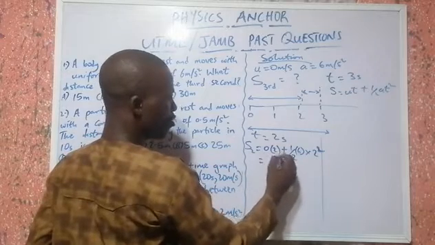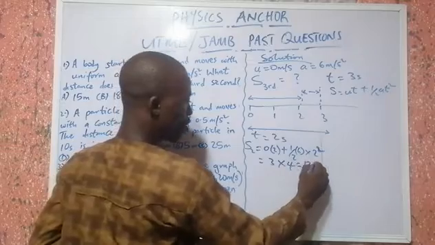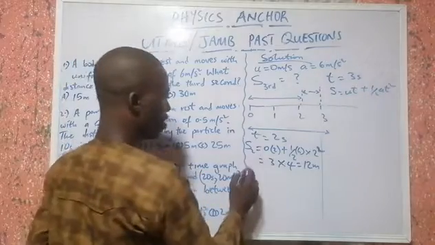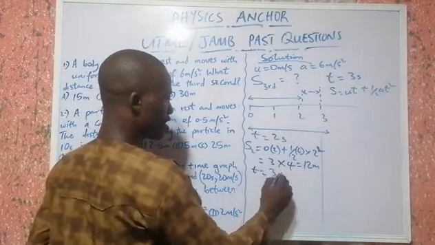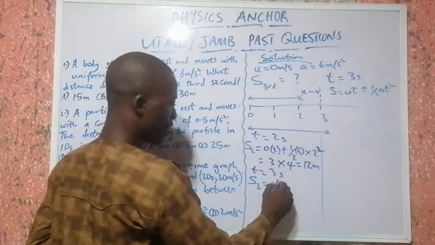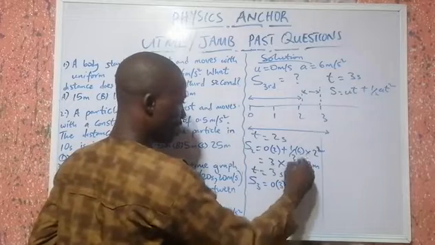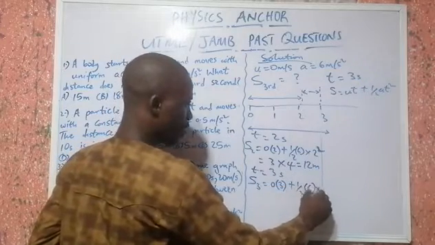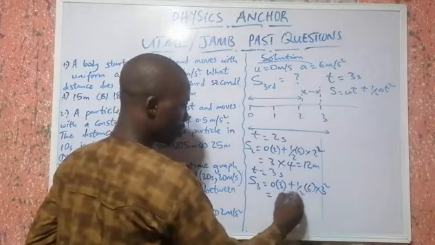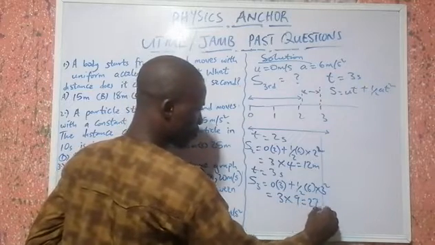So that will be 0. Half times 6 is 3, times 2 squared which is 4, and that will be 12 meters. So the distance covered for the first 2 seconds is 12 meters. Now when t equals 3 seconds, s3 equals 0 times 3, which is the time, plus half a, which is still 6, and t is now 3, so 3 squared. That will give us 3 times 9, and that will give us 27 meters.